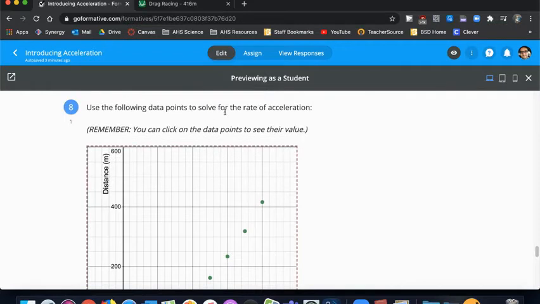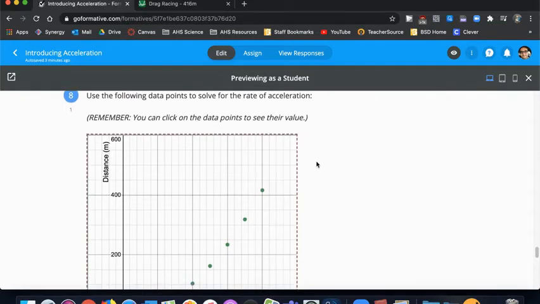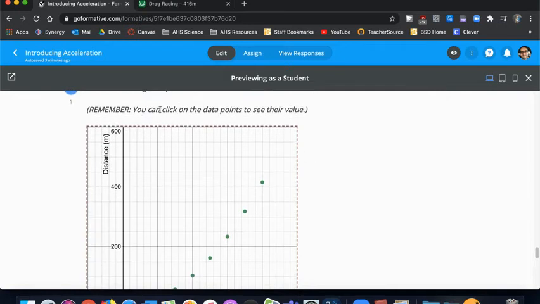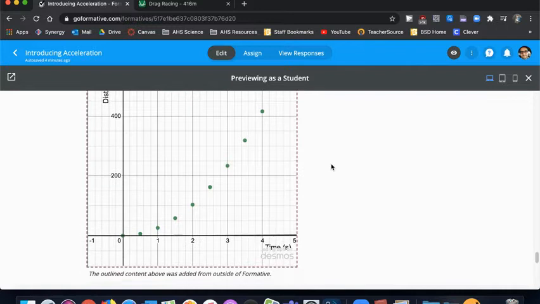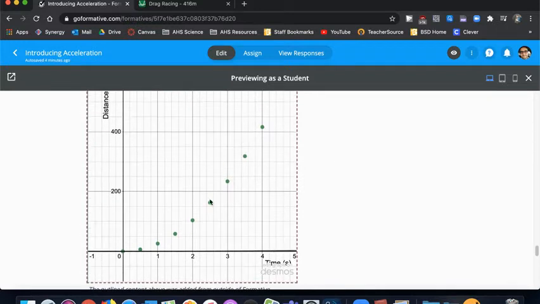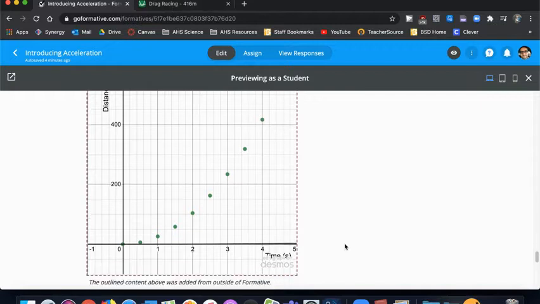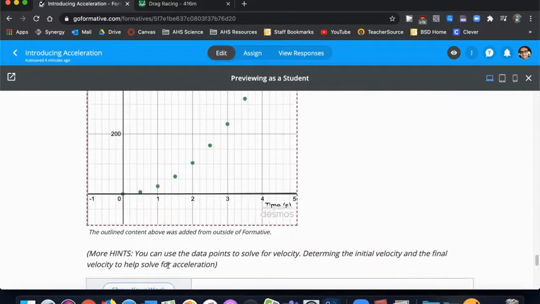Use the following data points to solve for the rate of acceleration. And then remember, you can click on the data points to see their value. So here's the data points. You can do it from here, or you can go from the activity in Desmos. But one last little hint. You can use the data points to solve for velocity. Hopefully by now we're remembering that.